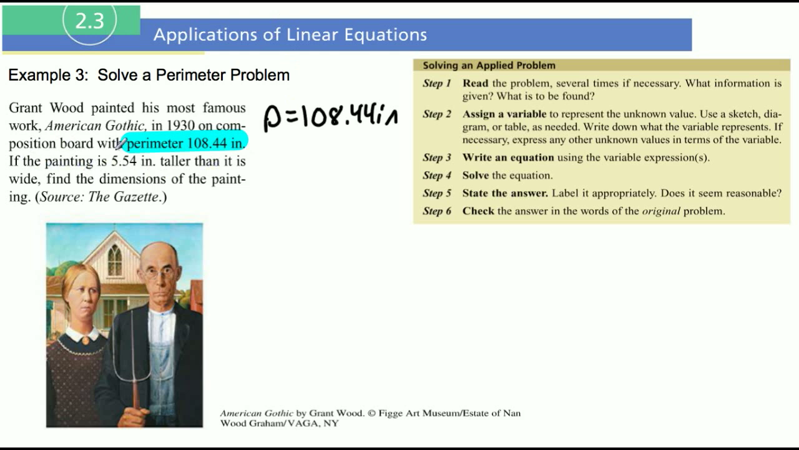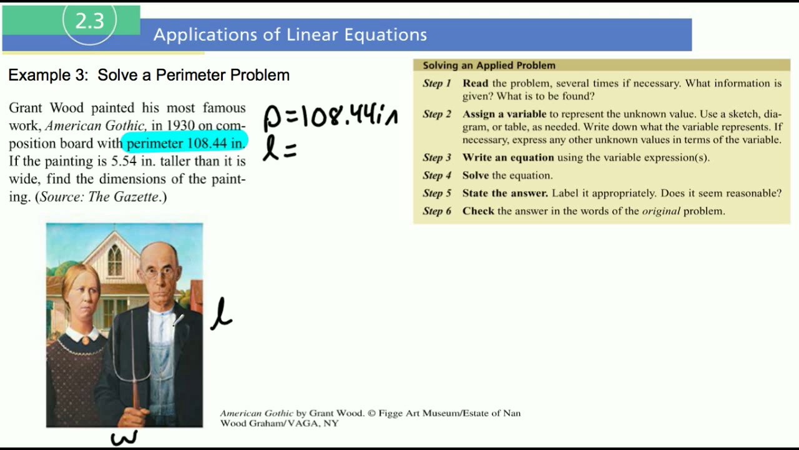And we also know that the painting is 5.54 inches taller than its width. So did this give us information about the width or the length? Well, it gave us information about the length, even though they didn't say so particularly. And there's only two dimensions of an object, right? There's the width, and then there's the length.